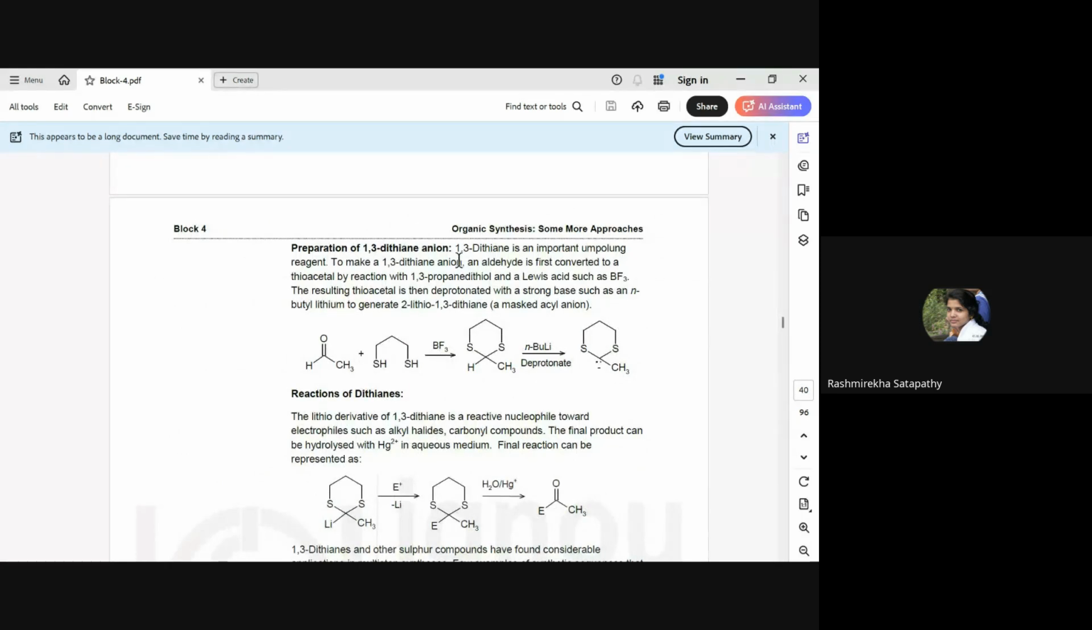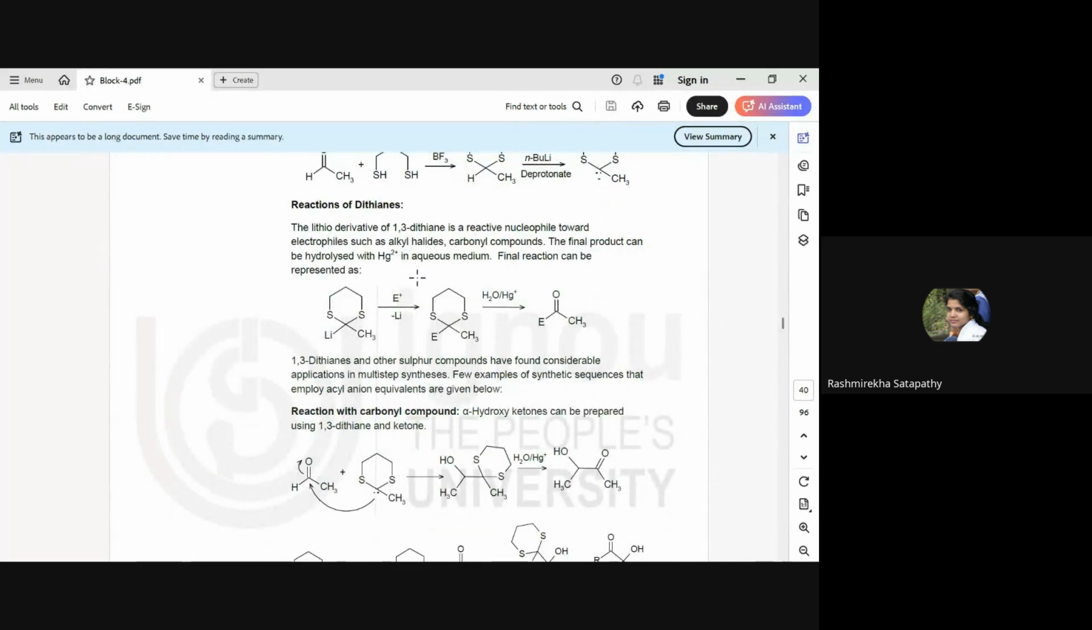Preparation of the 1,3-dithiane anion. This ketone, with the dithiol in the presence of BF3, forms the dithiane. With butyl lithium, it is lithiated, deprotonated, and this dithiane anion is formed. 1,3-Dithiane is an important umpolung reagent. To make the 1,3-dithiane anion, the aldehyde is first converted to a dithioacetal by reaction with 1,3-propanedithiol and a Lewis acid such as BF3. The resulting thioacetal is then deprotonated with a strong base such as n-butyl lithium to generate 2-lithio-1,3-dithiane.